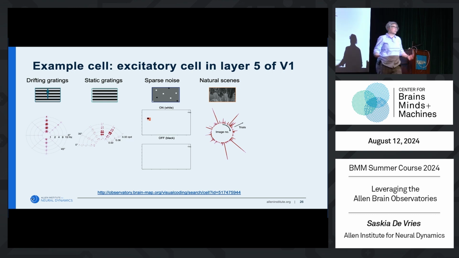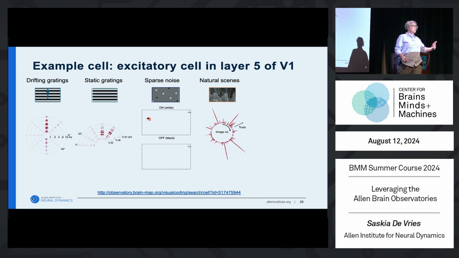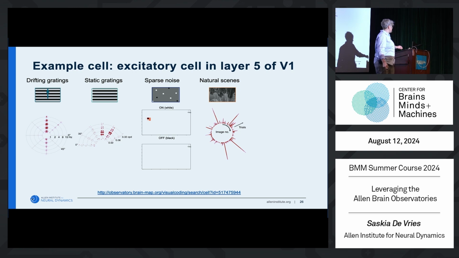We showed 119 different natural images. These were selected from a couple of different image data sets. Each image was shown 50 times, and on this plot, each ray is a different image, and each dot is a single trial. These long rays are where the cell, again, responds reliably and repeatedly across many trials. There are about 4 different images that the cell responds to.